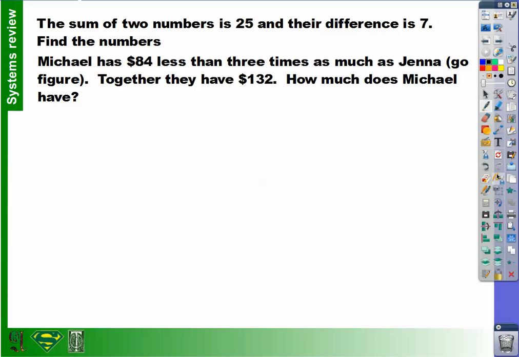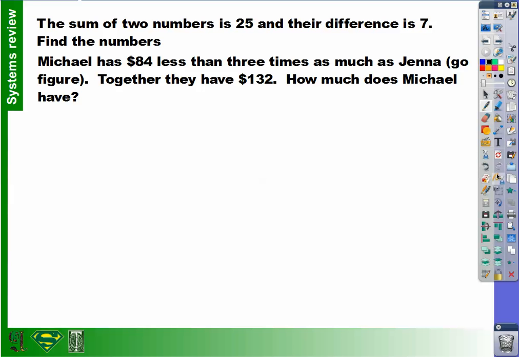Michael has $84 less than 3 times as much as Jenna. Go figure. Together they have $132. How much does Michael have? Okay, this is the same type of problem. We are being asked to solve a system of equations, but instead of giving us the equations, they give us a nice little word problem that we need to translate into math. So let's translate, shall we?